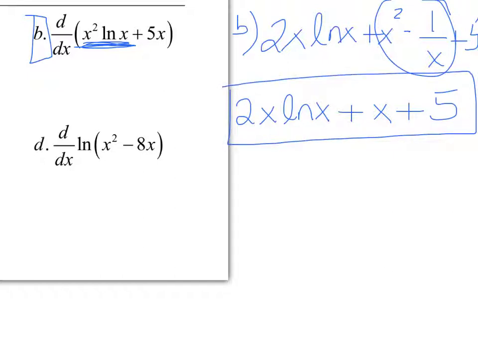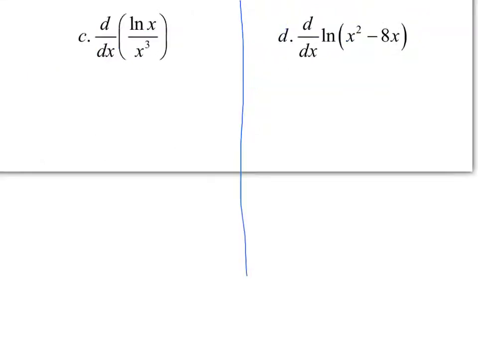On the next slide, we'll do examples C and D. When you are ready as a class to proceed with the solutions to examples C and D, go ahead and hit play.